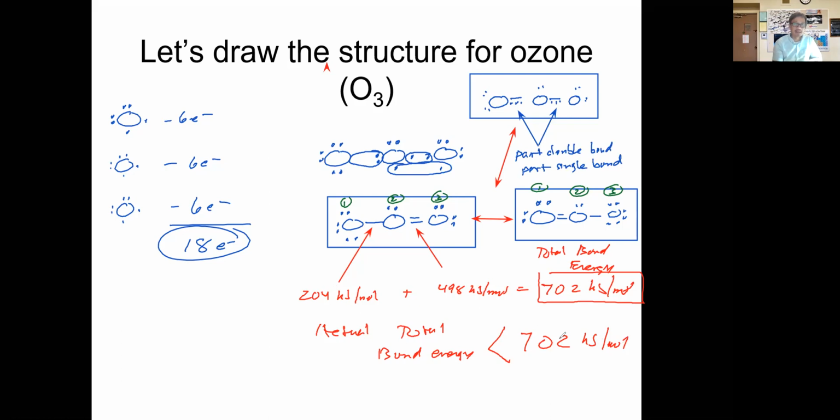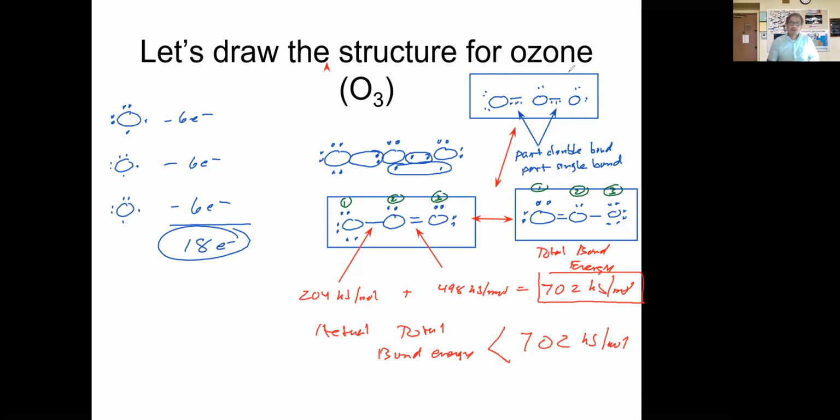And so the bond energy ends up being less than 702 kilojoules per mole. So that's one way we can represent it. The other way is by drawing both of these structures with the arrow between them, showing that the ozone molecule kind of flips between both of those. All right, so that's resonance. Resonance is a very important concept that we learn about moving forward as you go on to higher level chemistry.